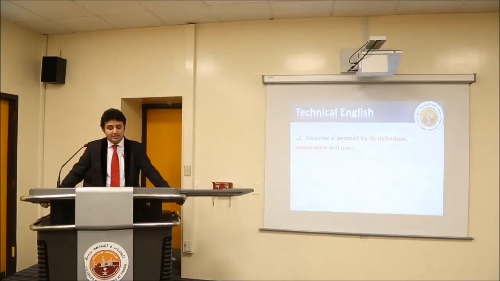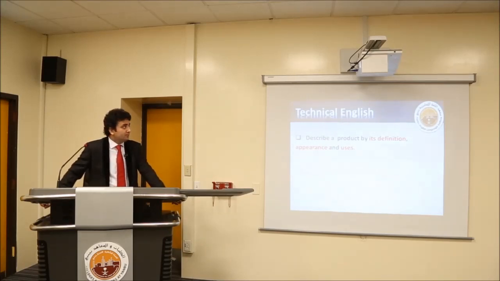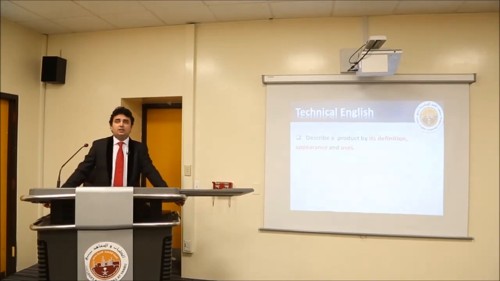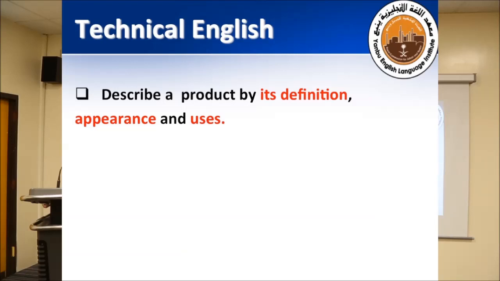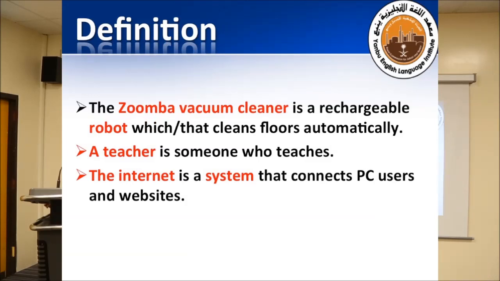In the ILOs, the next section is about technical English. In technical English, you describe a product by its definition, appearance, and use. Now, how can you describe a product by its definition, appearance, and use? First of all, you define a product. You write the meaning of a product. Now, look at the examples.